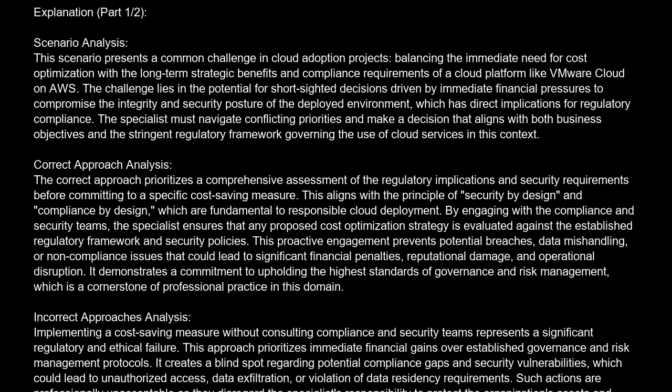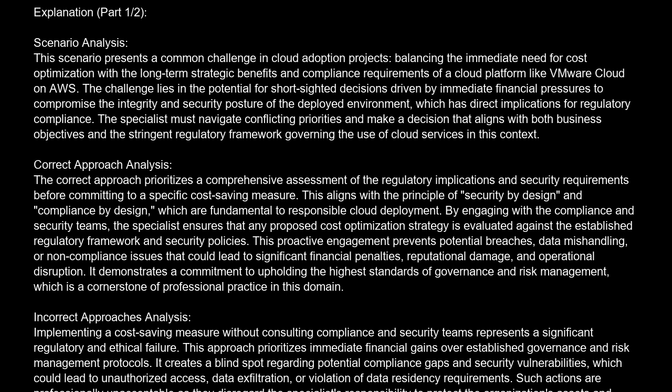Correct approach analysis. The correct approach prioritizes a comprehensive assessment of the regulatory implications and security requirements before committing to a specific cost-saving measure. This aligns with the principle of security by design and compliance by design, which are fundamental to responsible cloud deployment. By engaging with the compliance and security teams, the specialist ensures that any proposed cost optimization strategy is evaluated against the established regulatory framework and security policies.